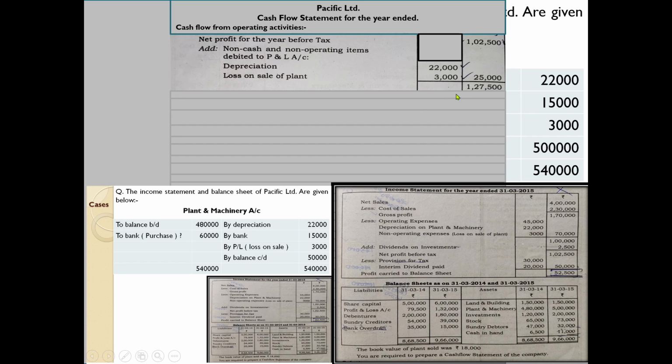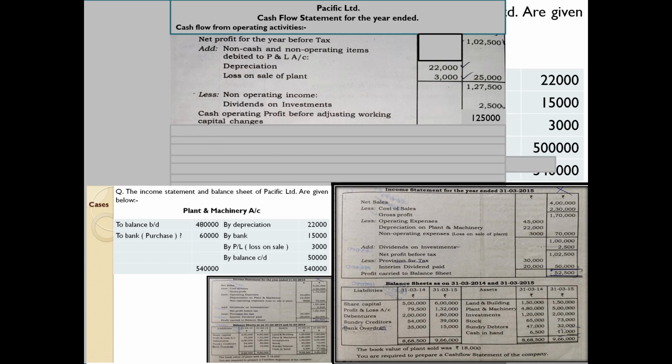Just do it accordingly. So after adding these non-operating items, you have got 1,27,500. From that, you need to deduct non-operating incomes. First item, dividend on investments, 2,500. Since there are no other non-operating incomes, you can find the cash operating profit before adjusting working capital change, that is 1,25,000.